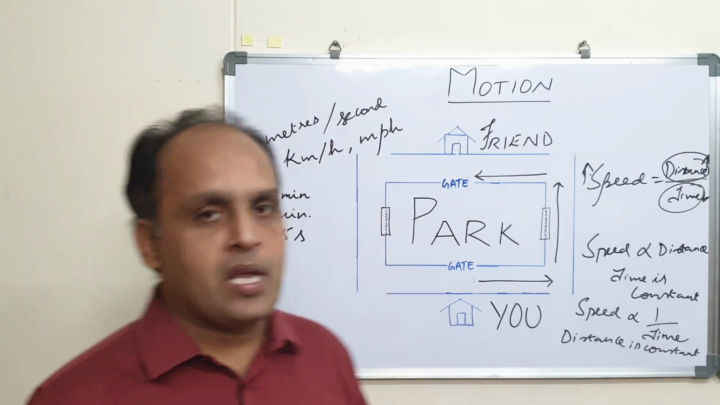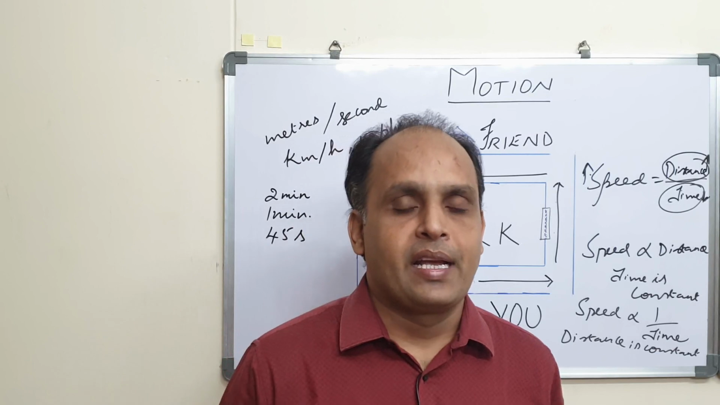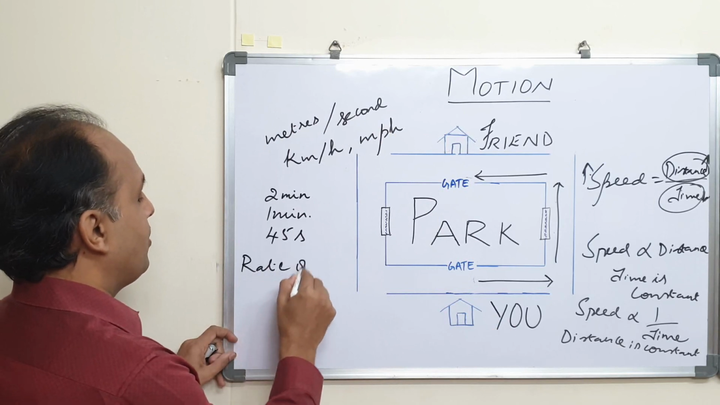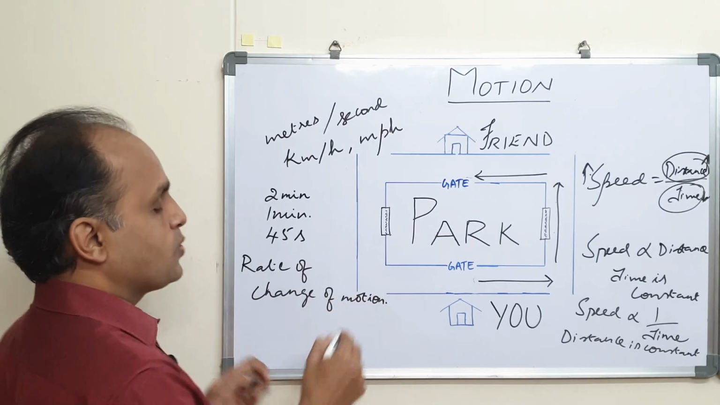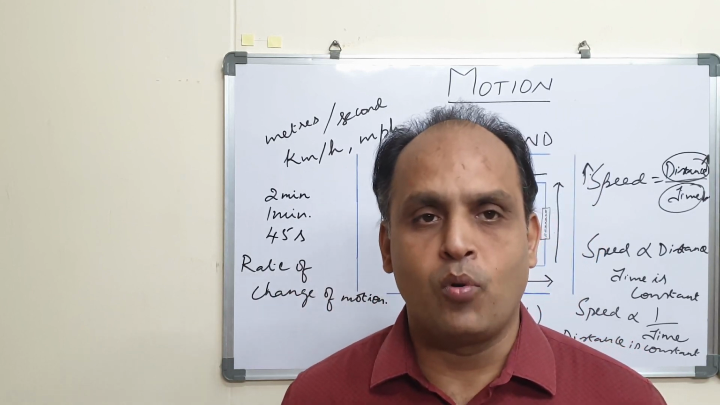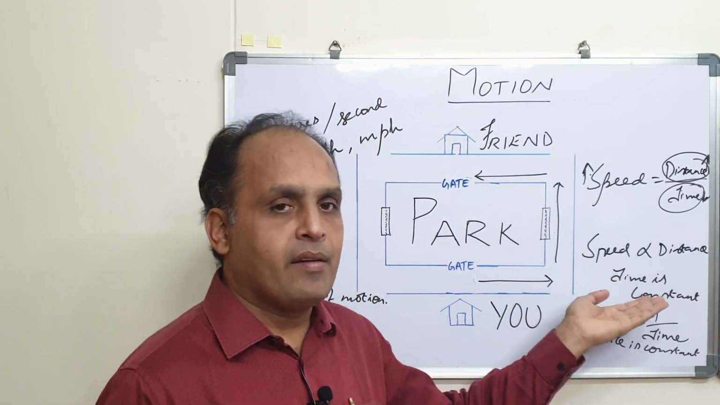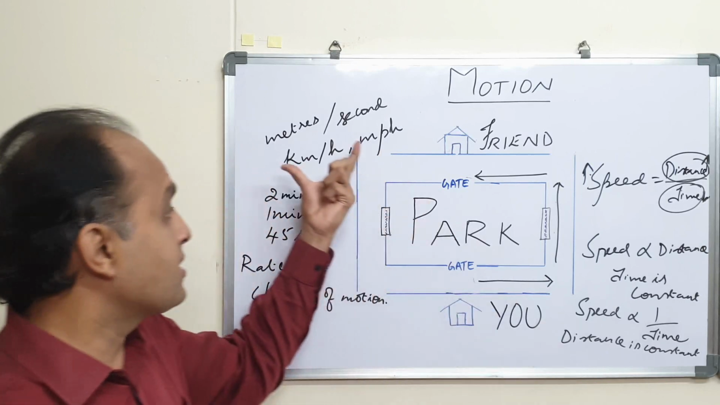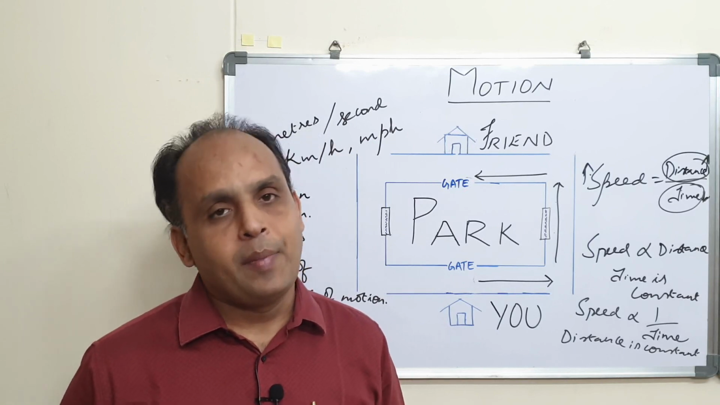Right. So to sum up, speed is the distance covered by a body in a given time, or it can also be called the rate of change of motion. Rate of change of motion means how quickly or how slowly the motion happens. That gives you the speed. We have discussed the relation between speed and distance and speed and time. And we have also discussed the units of speed: the SI unit, meters per second, and the other units, kilometers per hour and miles per hour.